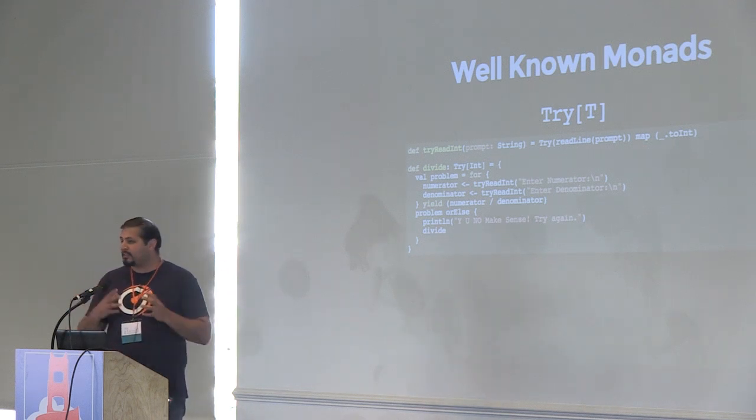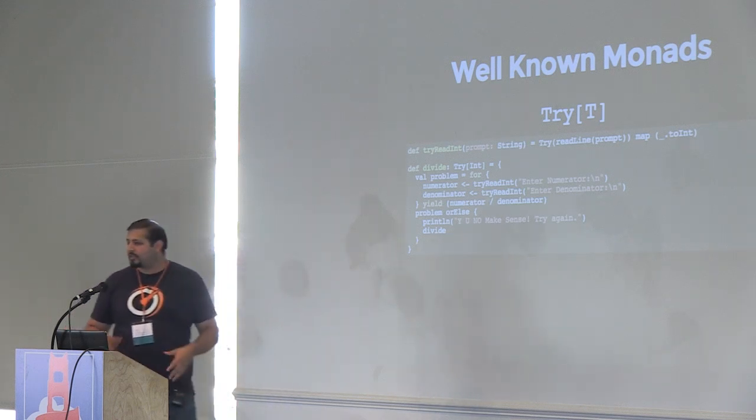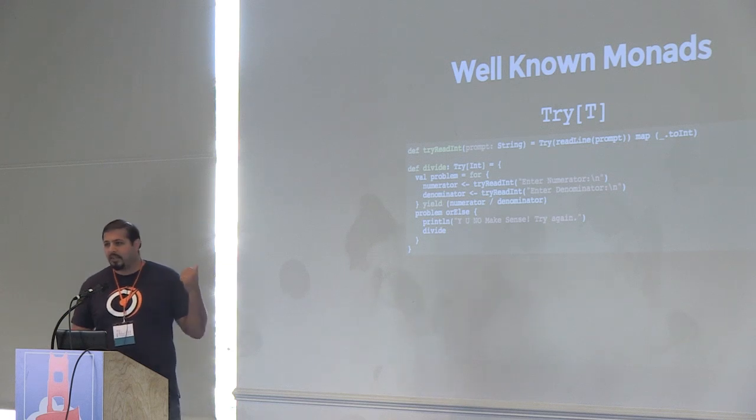comprehension aborts, provides a failure, and the combinator down here, or the orElse, executes the thing on the right-hand side. And so basically it means if I don't get any good input and I can't divide the two numbers, try again.